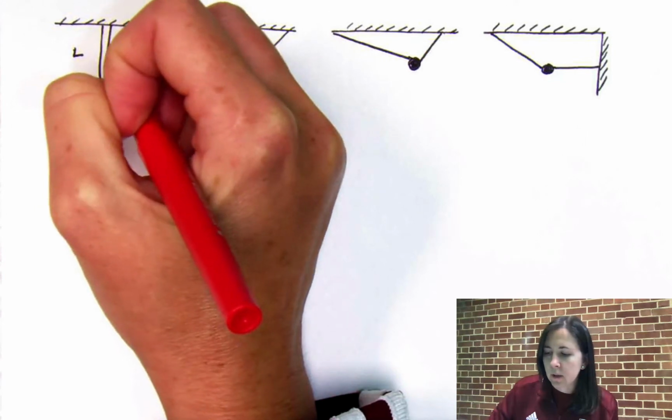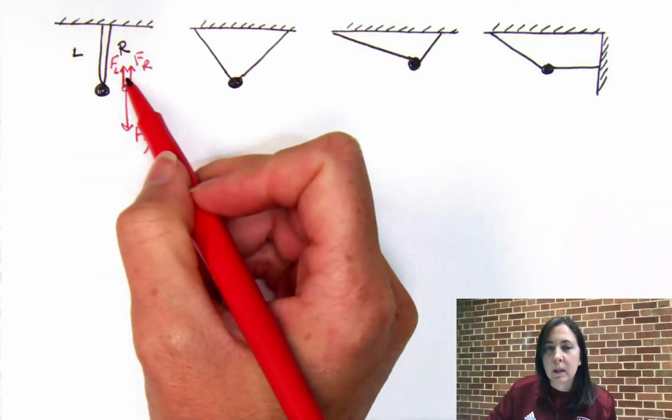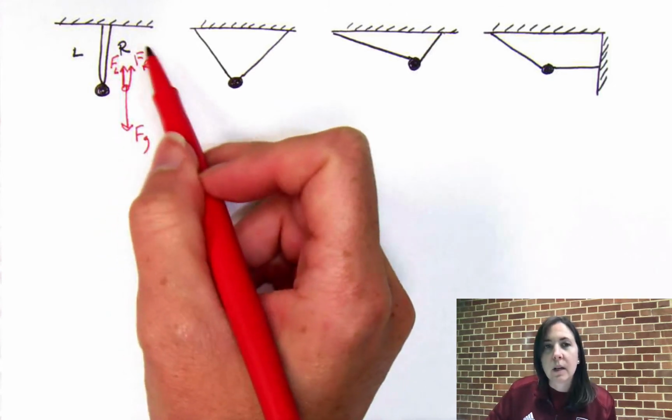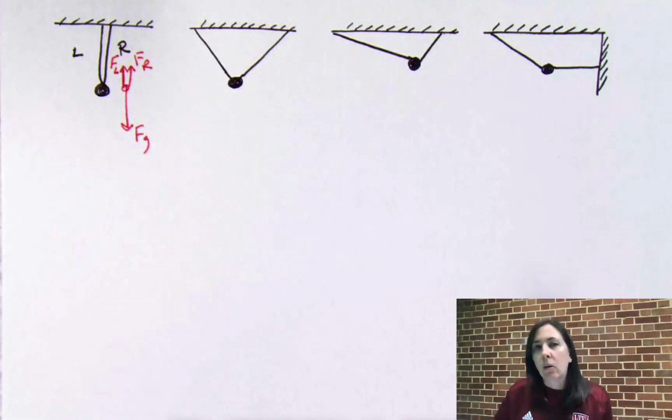I'm just going to call this FL and FR. These are straight up and this is straight down. The sum of these upward forces will equal the sum of the downward force. That's not complicated at all.